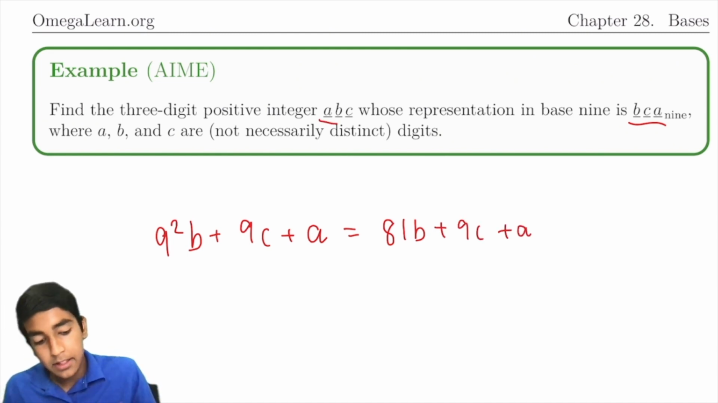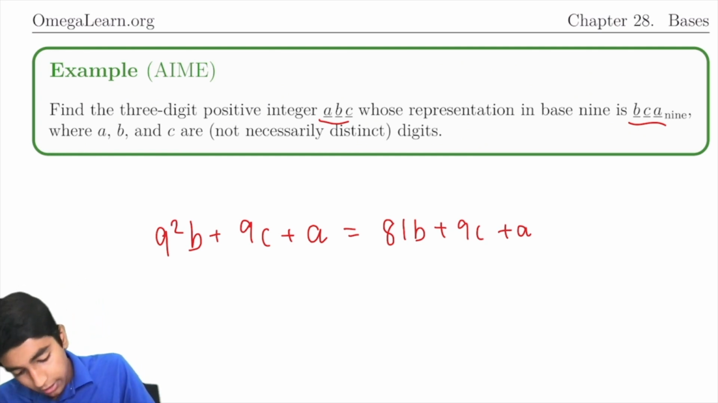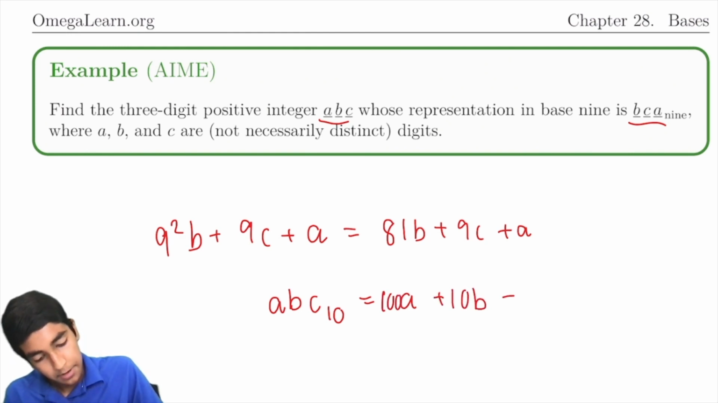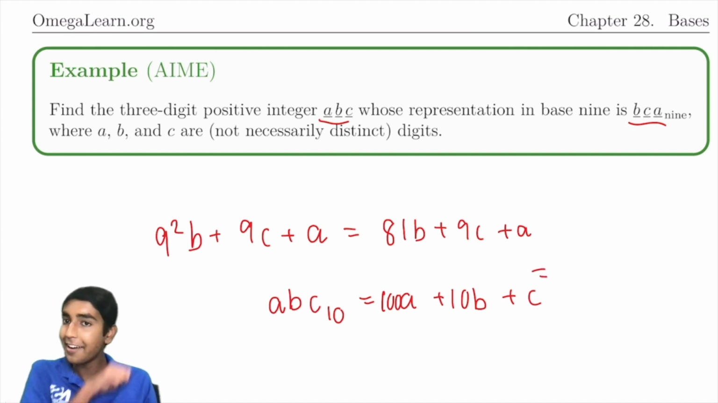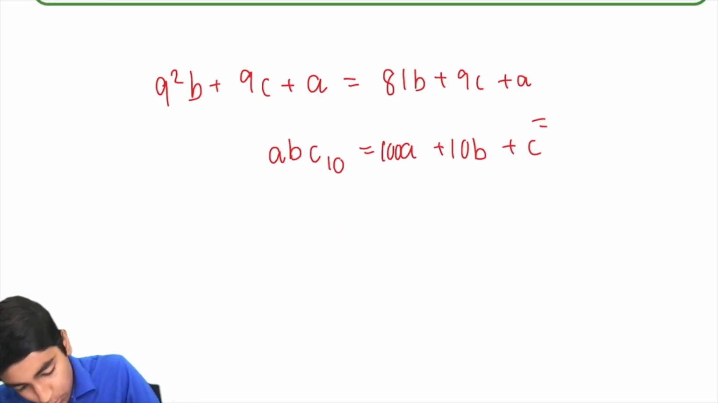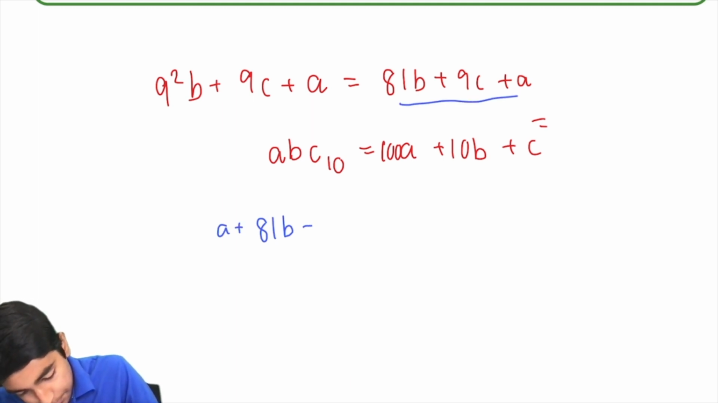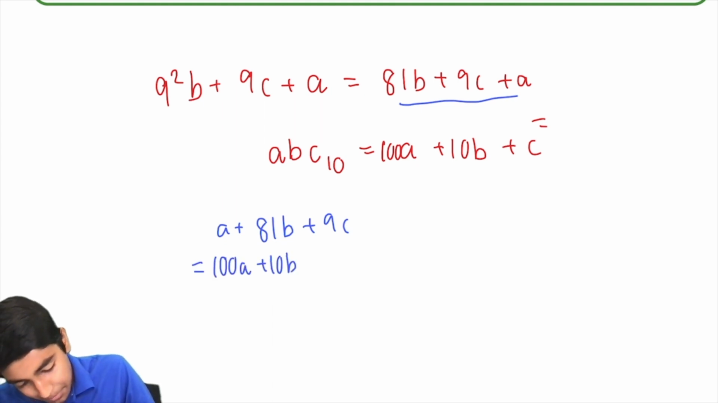But we also have a, b, and c in regular decimal, which is base 10. So a, b, c base 10 is a times 10 squared, which is 100, plus 10b plus c. And the cool part here is these are equal. They're the same number. So let's see what we get. We have 81b plus 9c plus a is 100a plus 10b plus c.